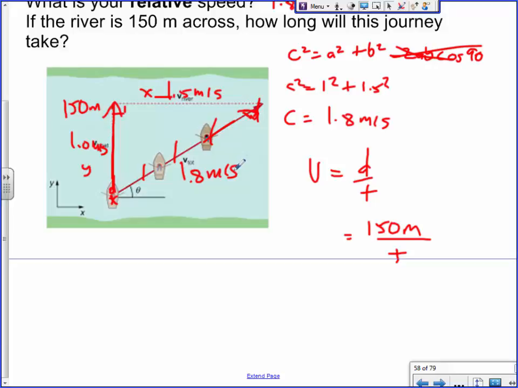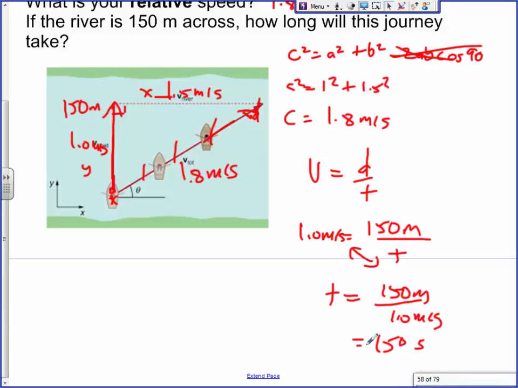So this is the next hard part about physics, is you've got to wrap your mind around which values we're using. So this needs to be the 1.0 meters per second. So if you rearrange this, then t is going to be 150 meters divided by 1 meter per second, which means it'll take you 150 seconds. Which we should actually round to 1.5 times 10 to the 2 seconds.